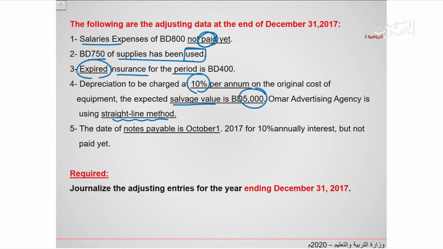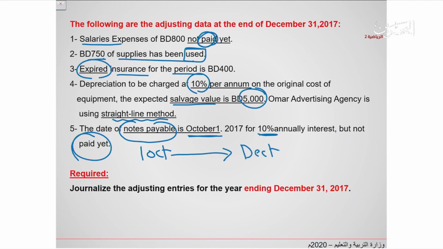Transaction 5. The date of the note payable is October 1, 2017. It is mentioned here 10% annual interest, but not paid. So from 1 October until December, how many months? October, November, December. There are 3 months.